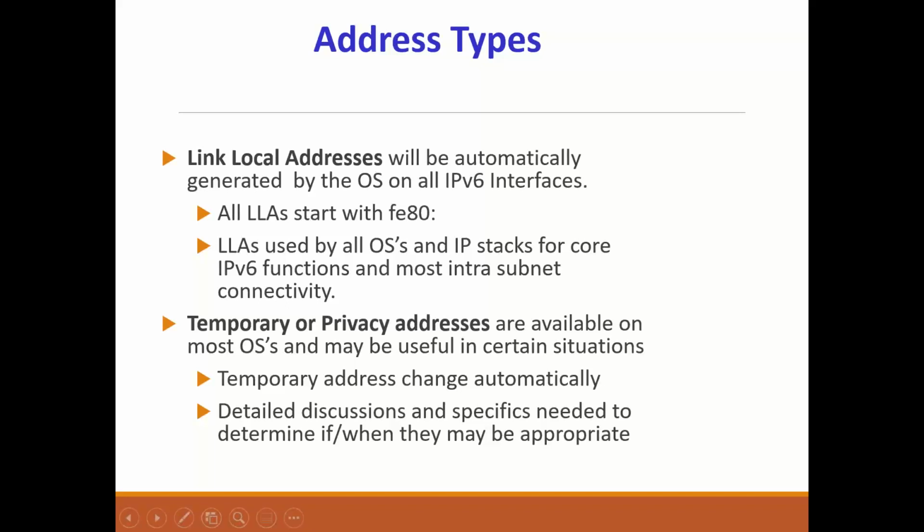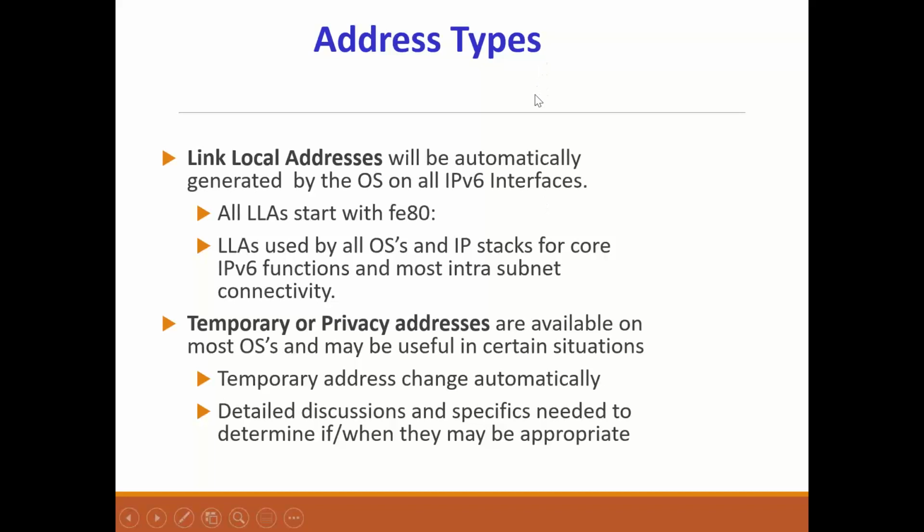So a couple more address types are link local. And again, previous presentations addressed this, so this is just a quick refresher to know that they're there. Link local is always going to be there. You need that for some of the core functions of IPv6, and they always start with FE80.